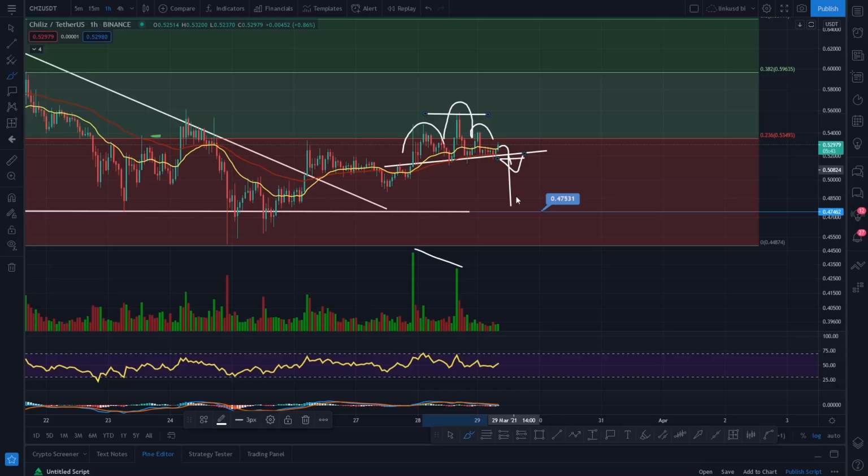So this is something you need to target, and this is what traders would keep an eye on as well. Basically, what you do need to see is CHILIZ push on and take out that high.